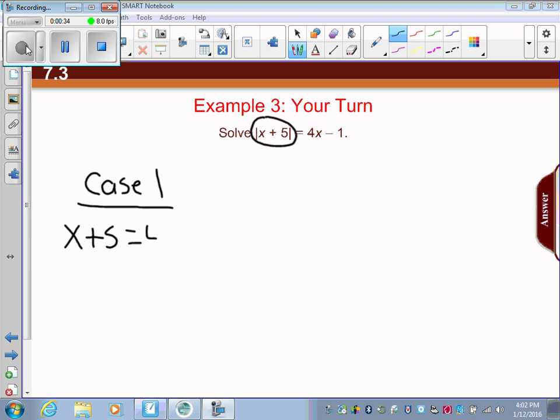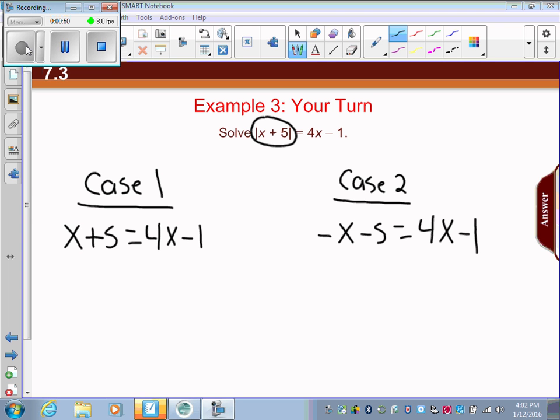So we would set it up like this. Case 2 would be the negative of the absolute value. So negative x minus 5 equals. Now this part stays the same always. It's just the absolute value portion that changes.